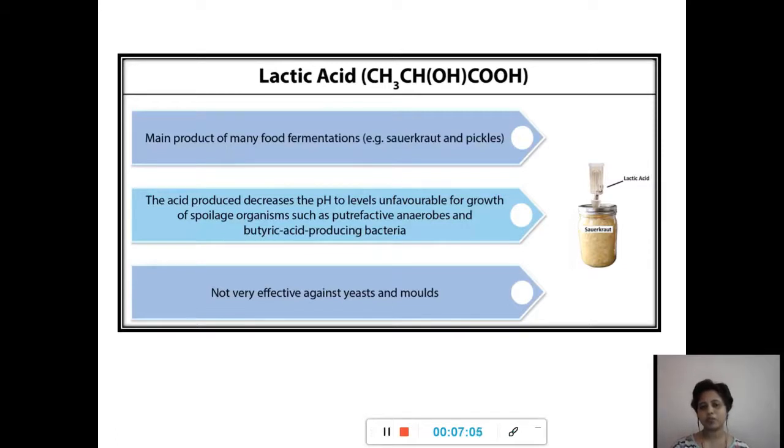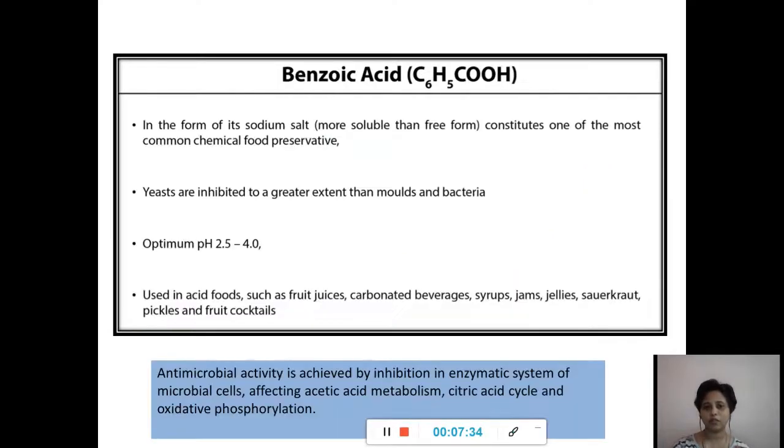This acid produces a decrease of the pH to levels unfavorable for the growth of spoilage-causing organisms, such as the putrefactive anaerobes as well as the butyric acid producing bacteria. So when the pH becomes low, these microbes find it an unfavorable environment, and their growth is inhibited. But it is not very effective against the yeasts and the molds.